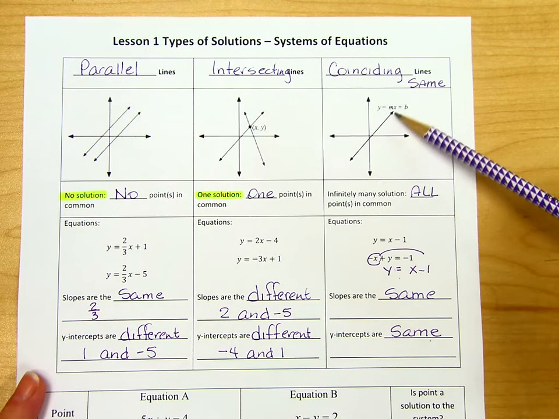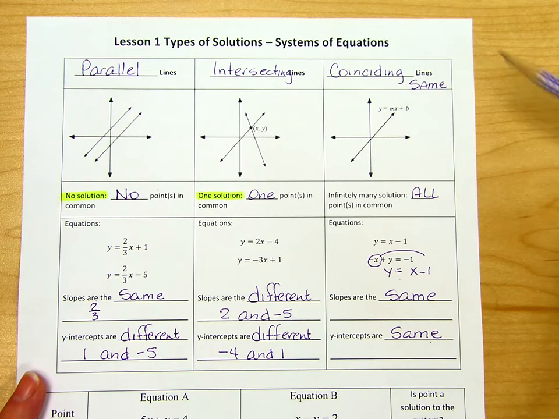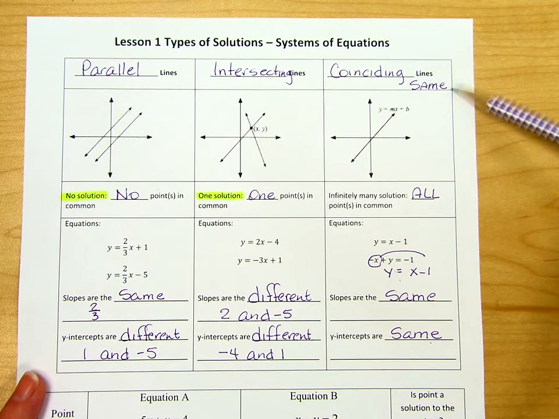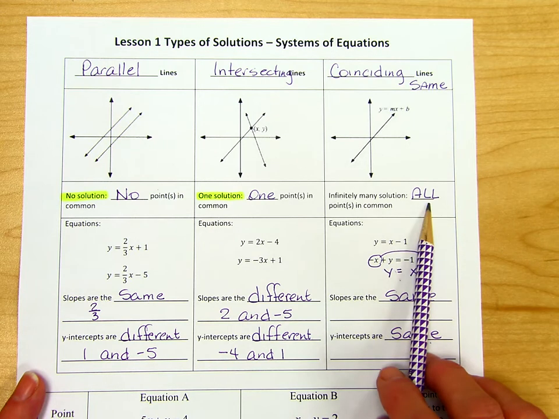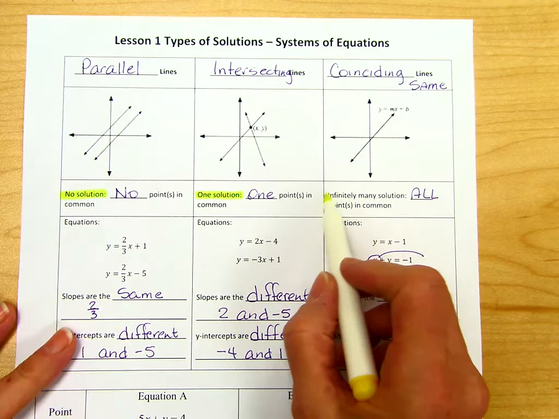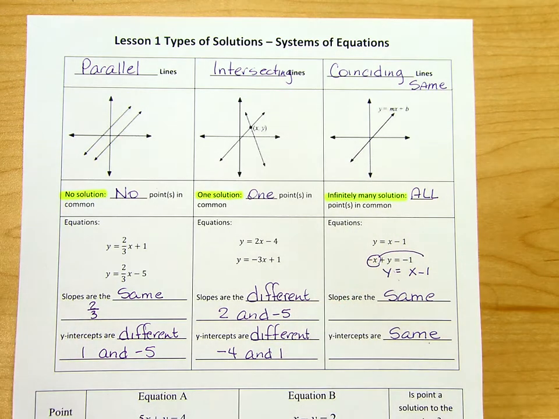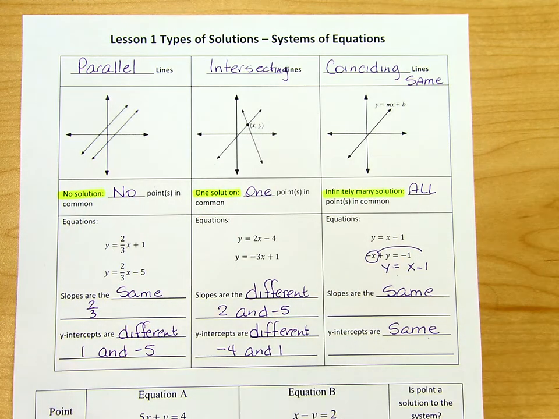Then we have a situation where it looks like we only have one line, because these are called coinciding lines, because they're actually the same line. And how many points do these two lines have in common? They have all of the points in common. Therefore, we say that it has infinitely many solutions. So there are 3 types of solutions: no solution, one solution, or infinitely many.